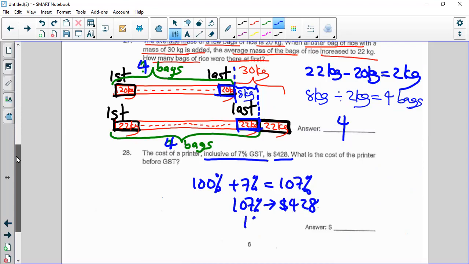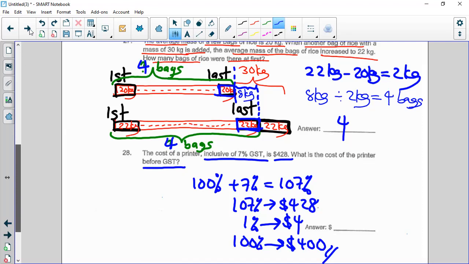Then you have to find 1%, and then how to divide, no calculator, guess and check. So you take 428 divided by 107 and get $4. No calculator. So 1% is $4. What is the cost of the printer before GST? That has to be 100%, right? 100% is always the original price. So 100 times 4. So the price of the printer before GST is $400. Okay, understand? Let's move on already.